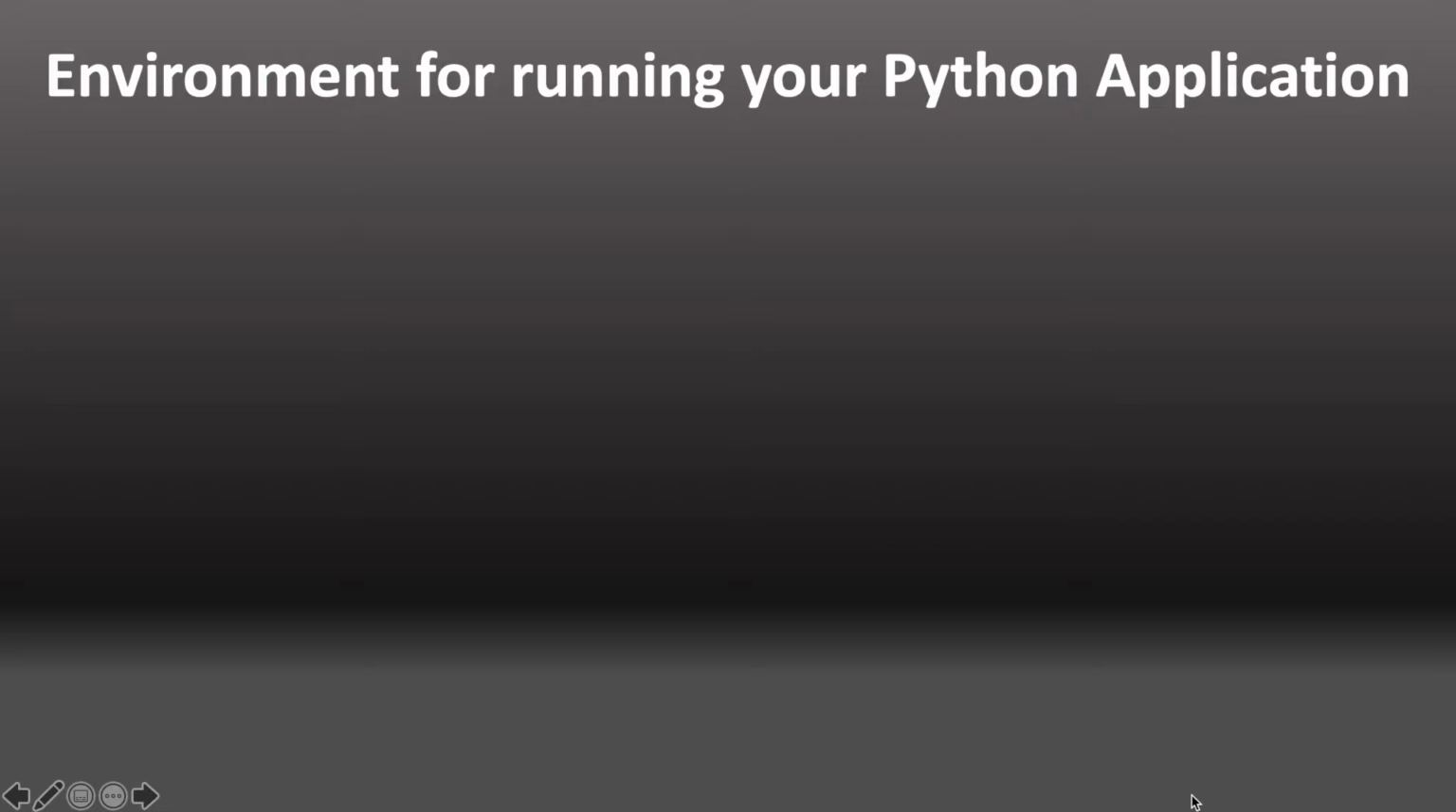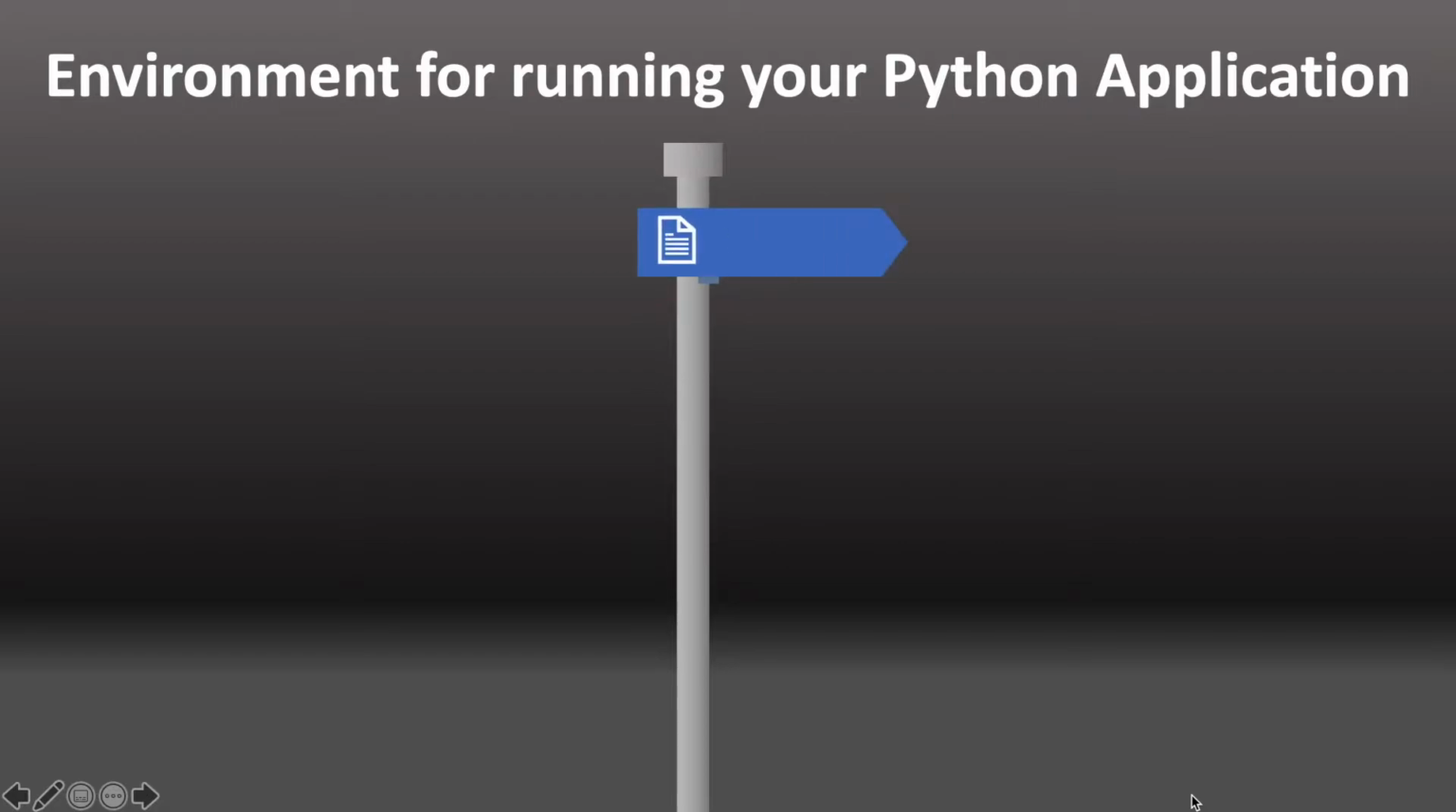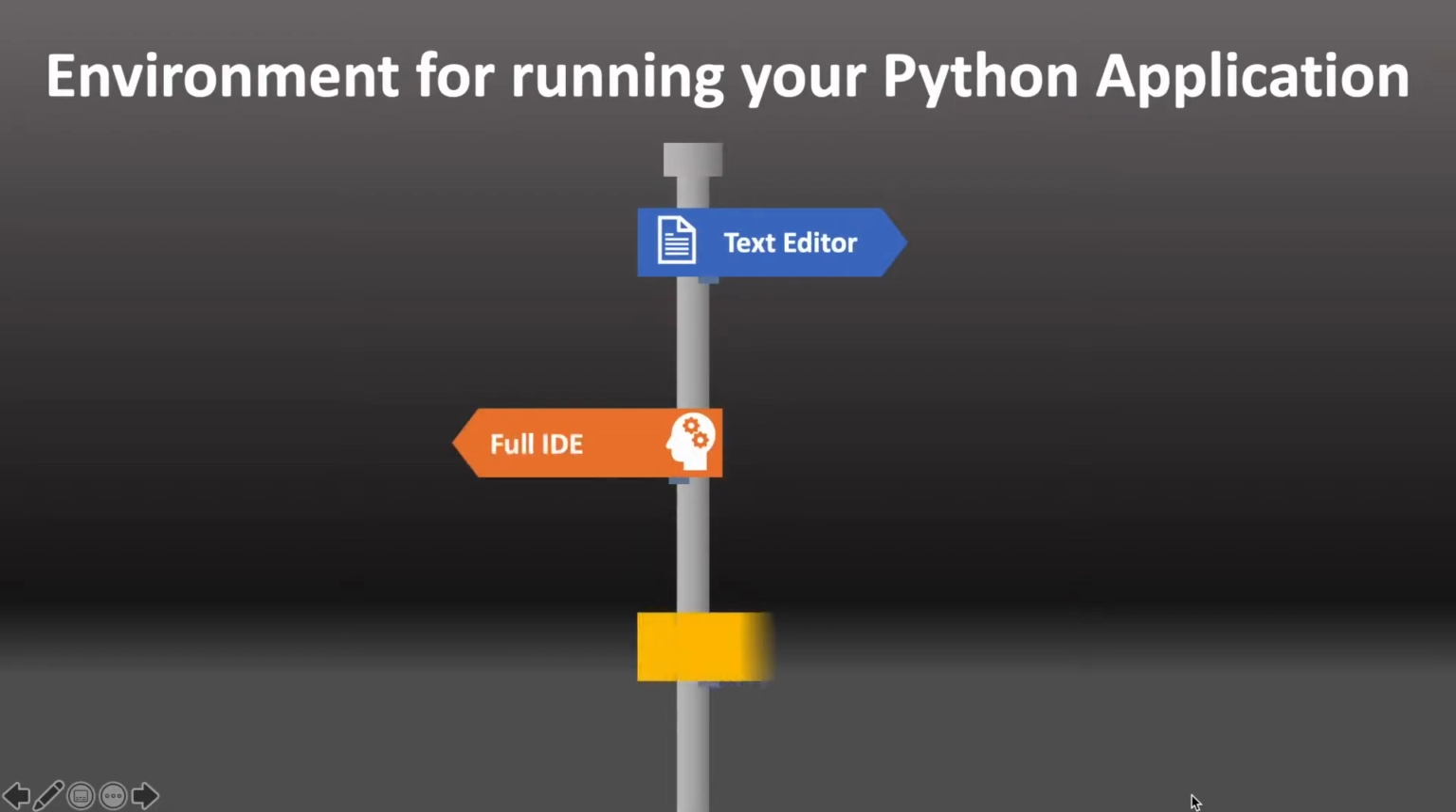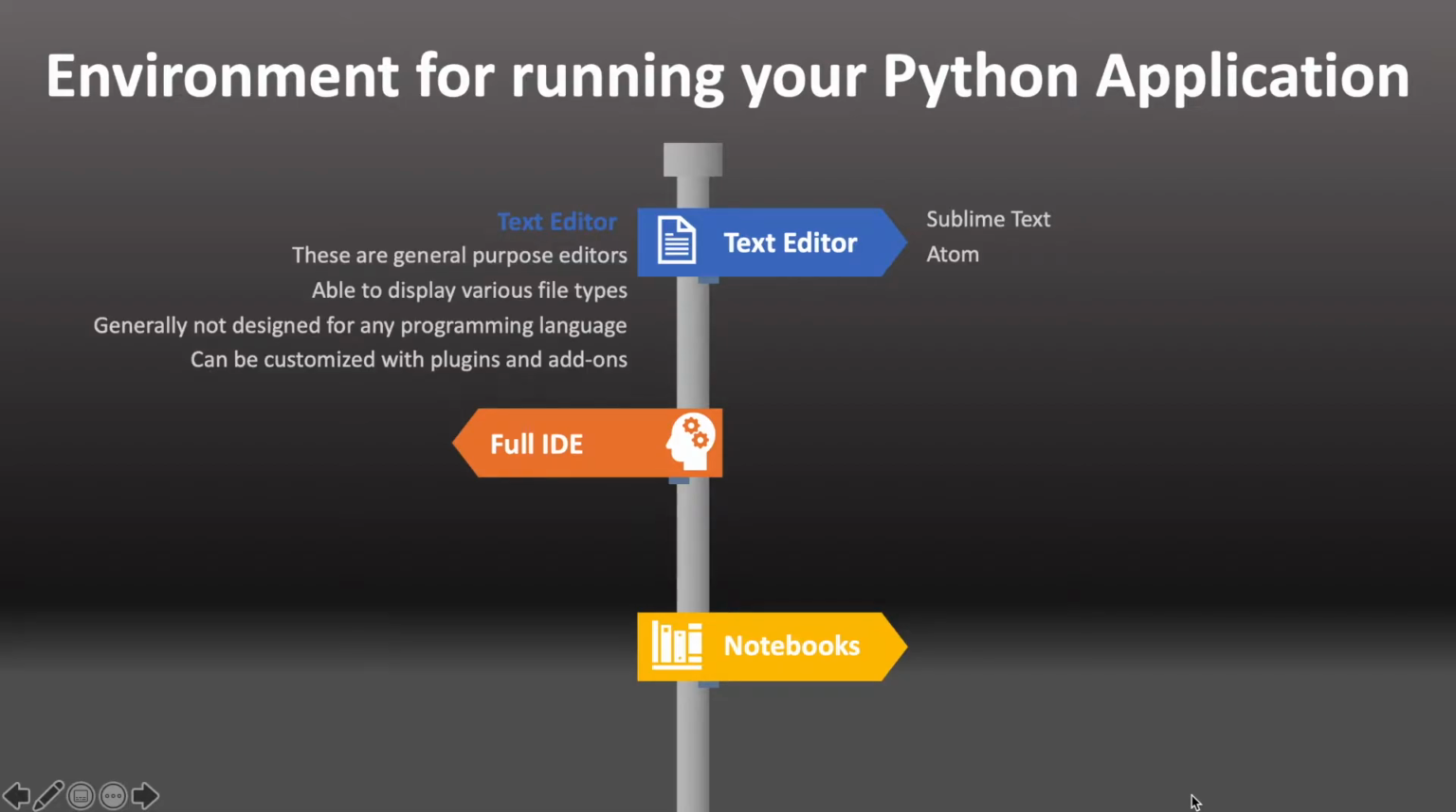You can write your Python code in general text editor, also in IDEs and also in notebooks. Text editors are nothing but general purpose editors and able to display various file types. Generally, they are not designed for a programming language like Python, can be customized with plugins and add-ons. Example of text editor can be Sublime Text and Atom, which are most popular these days. We will discuss about Sublime Text in a bit.